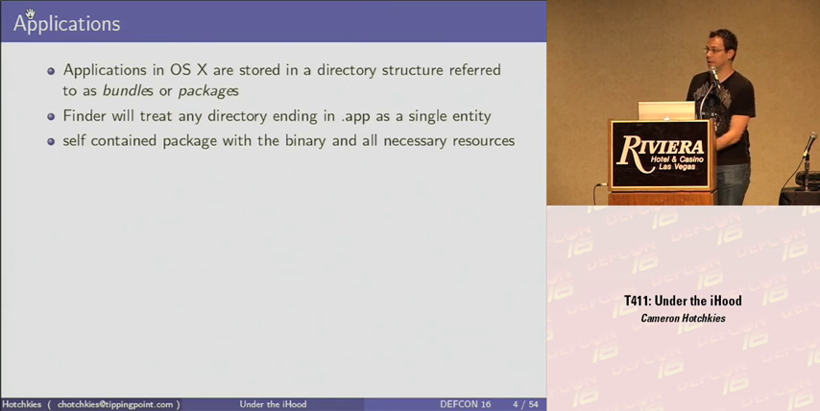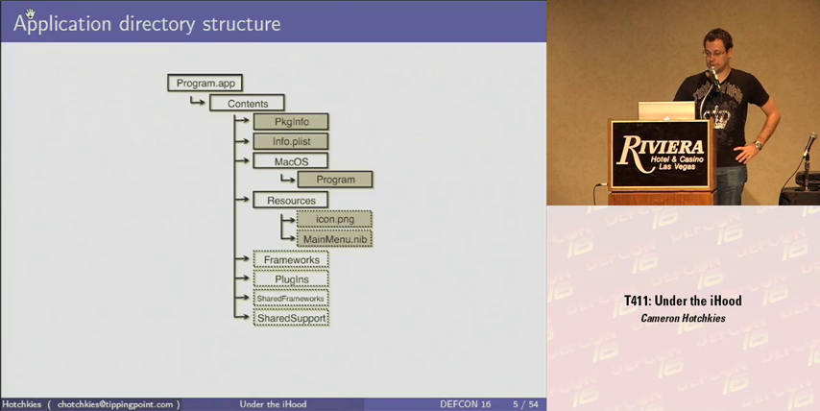App bundles, and for the three people who aren't Apple users, what they are is a file folder structure where the actual applications are stored with all the extra libraries and images and graphics and whatnot, and those are referred to as bundles or packages. Finder will treat that as its own single entity, this atomic thing, when it's really a folder structure. And you already know probably all of that. But this is what an app bundle will look like for the most part.